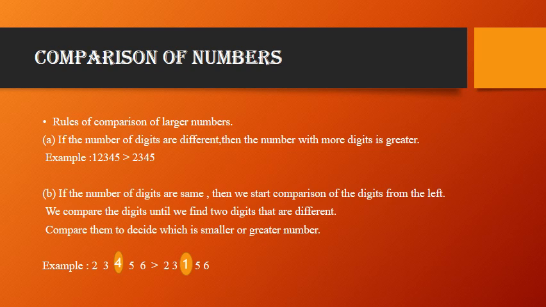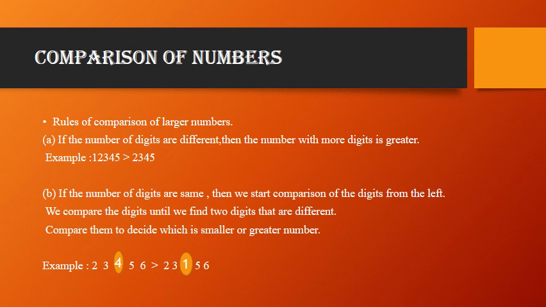Now children, comes the second rule. If the number of digits are same, then we start the comparison of the digits from the left. Again, you all can see in the example, children, both the numbers have an equal number of digits, that is, 5-digit numbers. In this case, we compare the digits until we find 2 digits that are different.